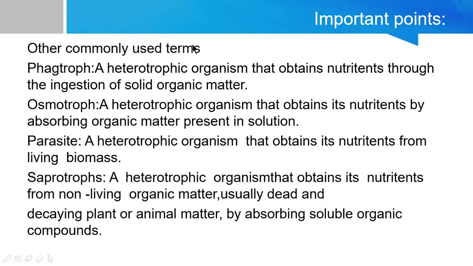Important points. Other commonly used terms: Phagotrophs, heterotrophic organisms that obtain nutrients through the ingestion of solid organic matter. Osmotrophs, heterotrophic organisms that obtain their nutrients by absorbing organic matter present in solution. Parasite, a heterotrophic organism that obtains its nutrients from living biomass. Saprotrophs, heterotrophic organisms that obtain their nutrients from non-living organic matter, usually dead and decaying plant or animal matter, by absorbing soluble organic compounds.